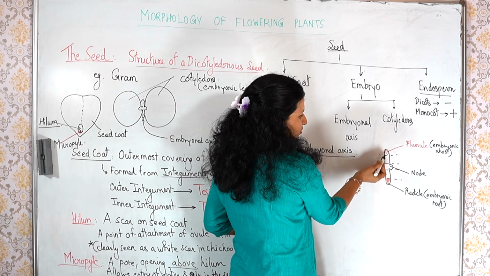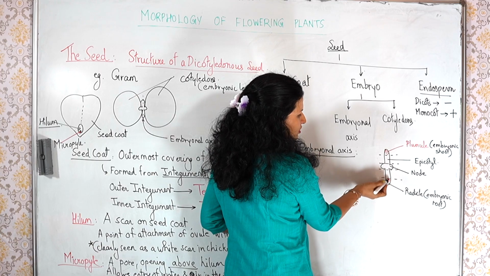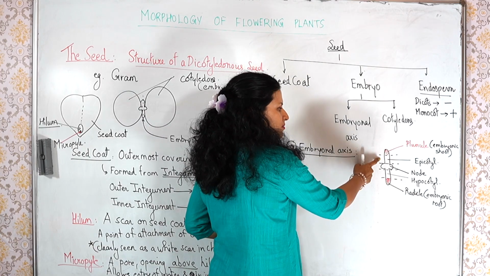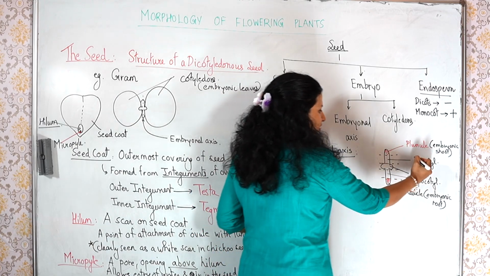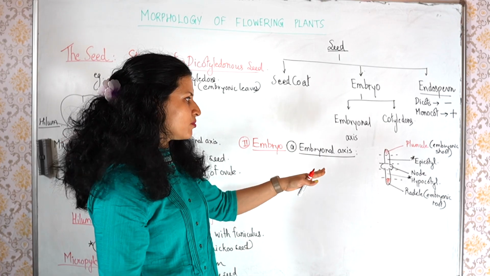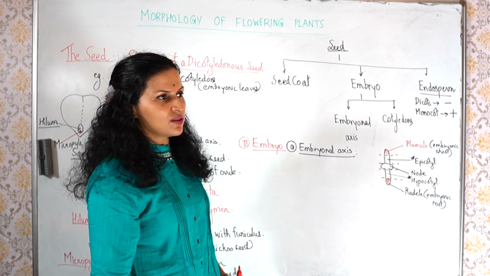The region between the node and the plumule is known as the epicotyl. The region between the node and the radicle is known as the hypocotyl. Now these terms, epicotyl and hypocotyl, are not there for you in this chapter, but you will find them in NCERT subsequently. So you better know what epicotyl and hypocotyl are. That comprises your embryonal axis.